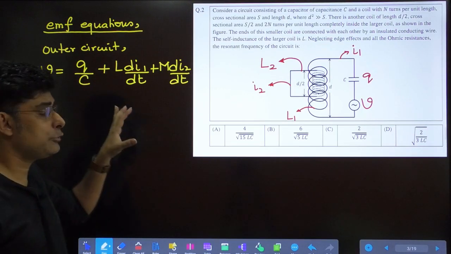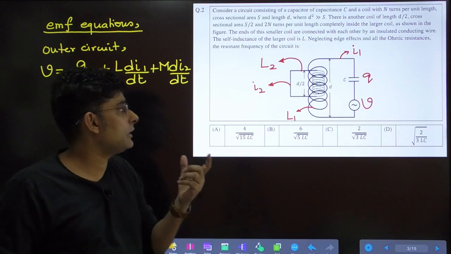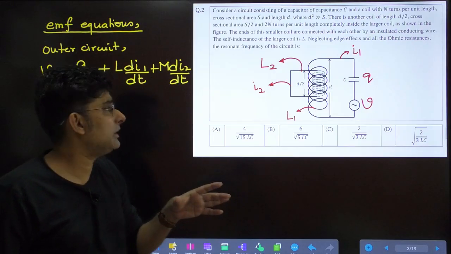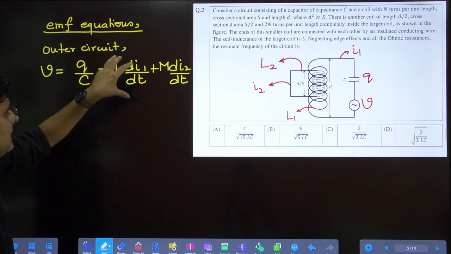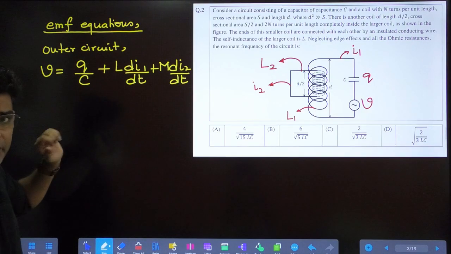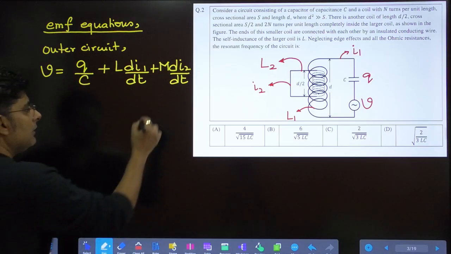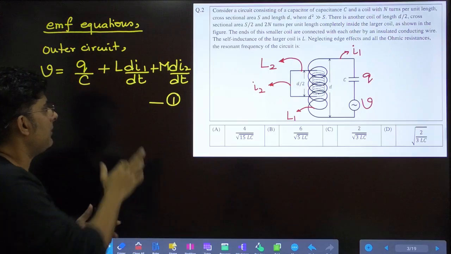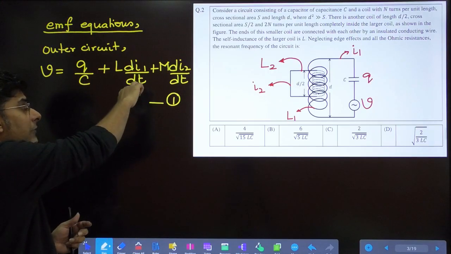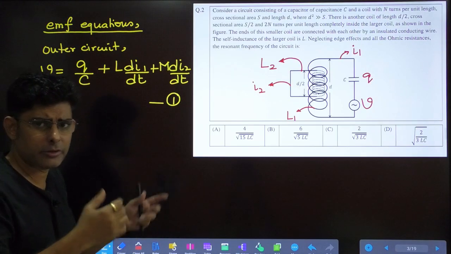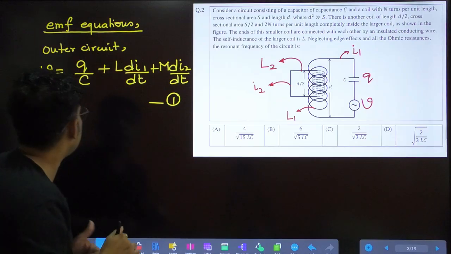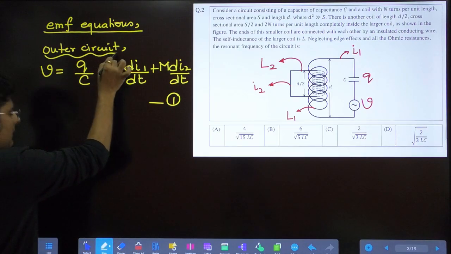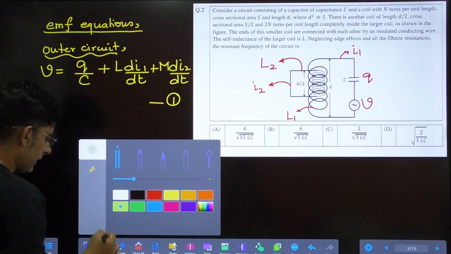Now from here we have to find the resonant frequency. We know that resonant frequency is 1 by root LC, but here you can see that L, M, Q, everything is coming. So it is not presently obtainable from this particular equation. Moreover, we have di1 by dt, di2 by dt, a lot of unknowns you can see. But let's see what other important thing we have over here.